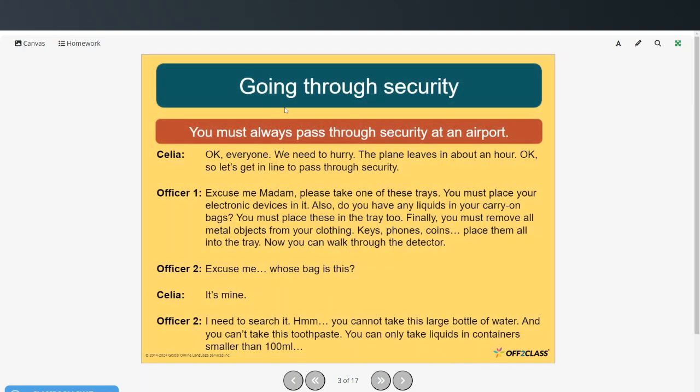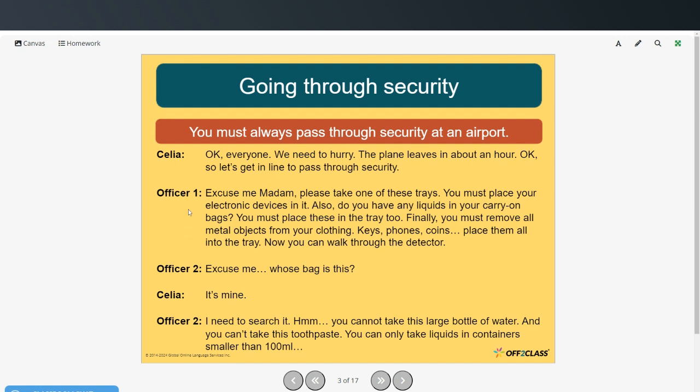All right, so we're going to do this dialogue about going through security. Actually, we'll just read it because there are several parts here. There are more than two parts, so you can either pause the video and read this on your own, or you can follow along as I read.